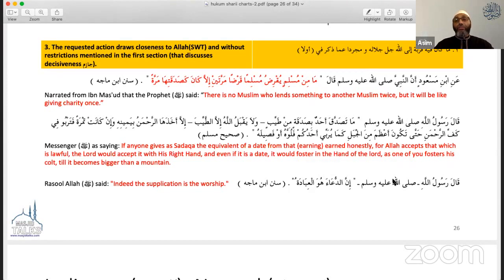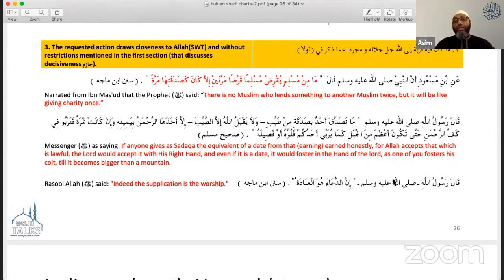Tayyib means something which is pure and clean. Allah subhanahu wa ta'ala does not accept, for example, gain from filthy means or illegal means from an Islamic perspective. Then that kind of charity is not acceptable by Allah Azza wa Jal. But if it is only even a date's worth, but it is done with honesty, Allah subhanahu wa ta'ala accepts it, and Allah would accept it with His right hand, even if it's a date.